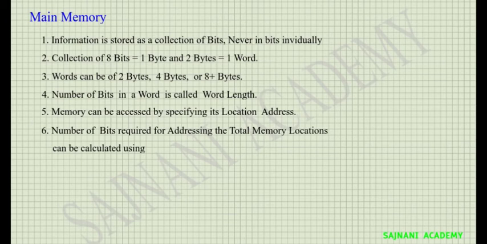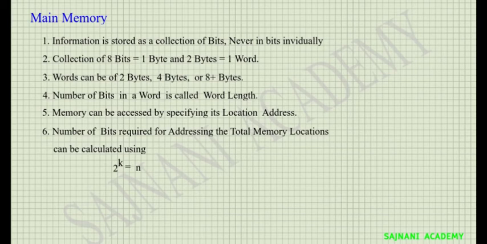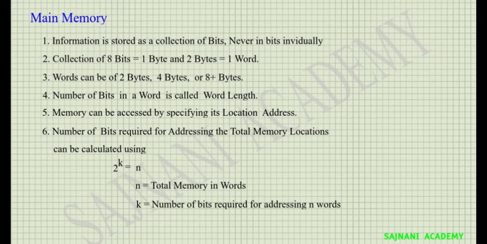Now the number of bits required for addressing the total memory, for example 10 GB, we can calculate using the following concept, that is 2 power k is equal to n, where n is the total memory in words. That means if we have 10 GB of memory, we will say 10 into 10 to the power 6, and k is the number of bits required for addressing the n words. So this is how we can calculate the number of bits required for addressing the total memory locations.